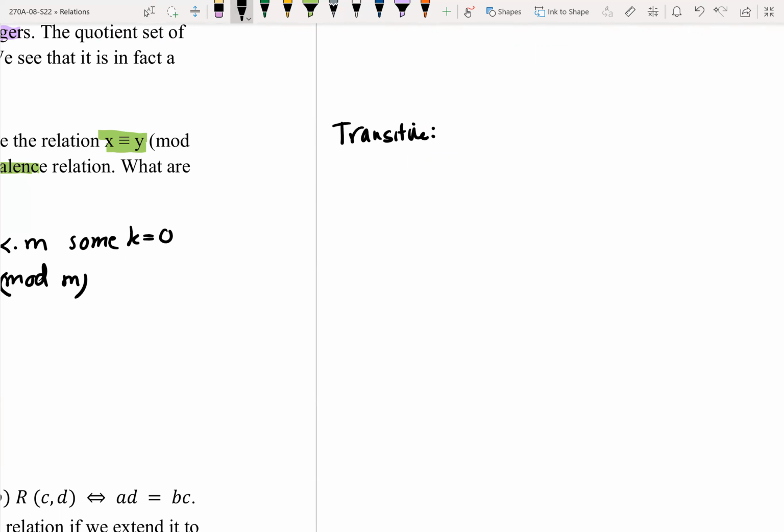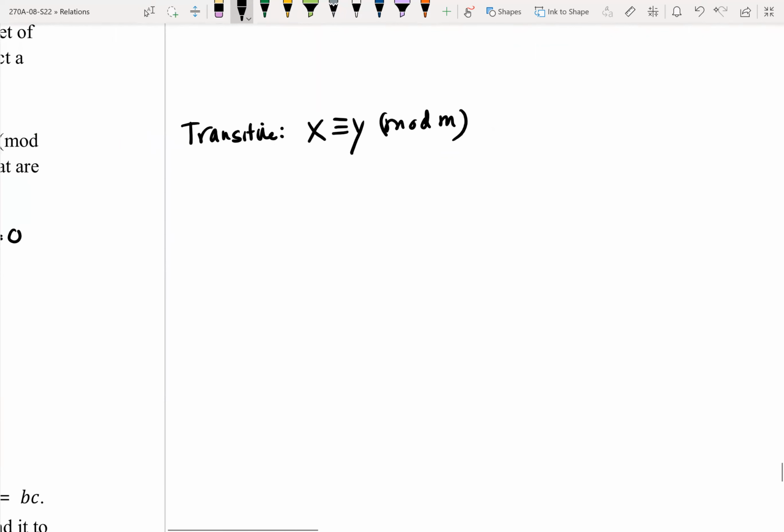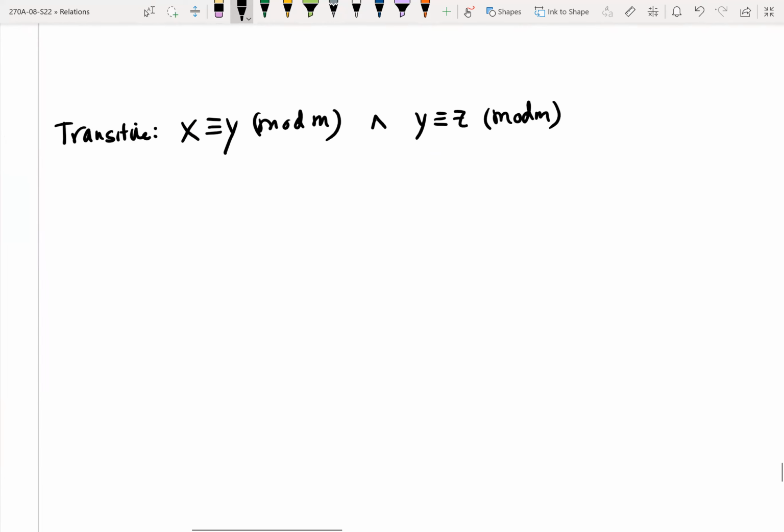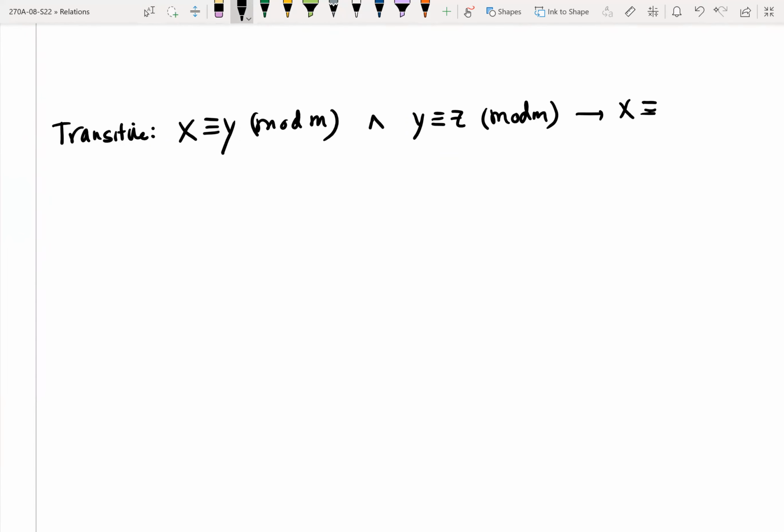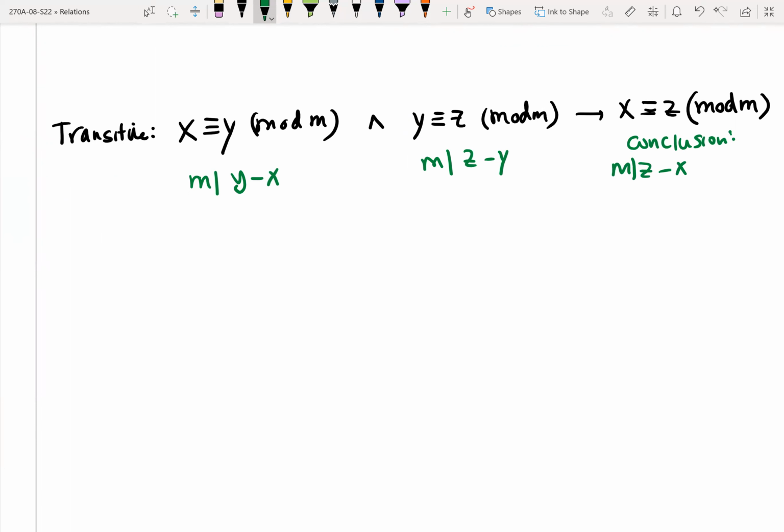Transitive for this relation. X is related to Y in mod M, and Y is related to Z in mod M. Transitive says X is related to Z in mod M. So according to what's given to us, M divides Y minus X, and M divides Z minus Y. And the goal, or what we call the conclusion, or what you want to show, is M divides Z minus X.